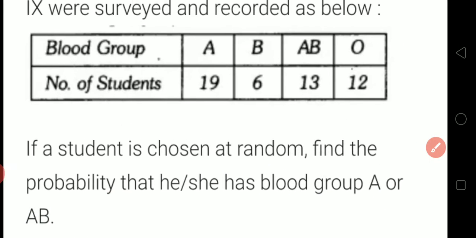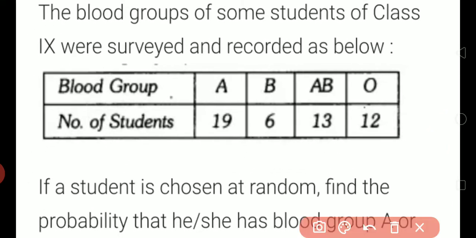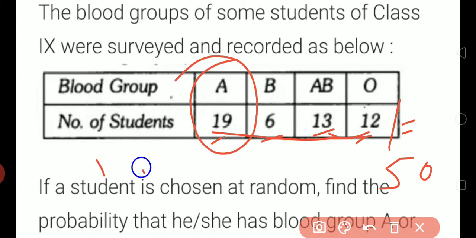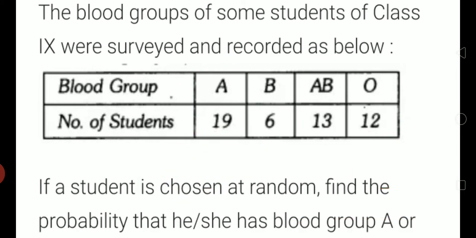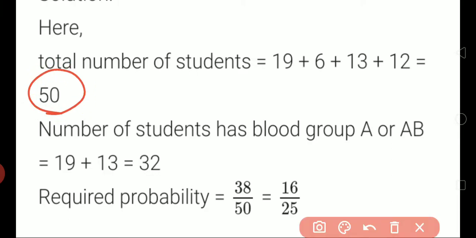So how many of the total students have A? There are 19, and how many are the total students? It is not given, so we have to find the total of all these. You can find the total: 13 plus 6 is 19, plus 12 is 31, plus 19 is 50. There are 50 total students. So the probability of having blood group A is 19 by 50. You can see here also the total students are 50, and the number of students having blood group A is 19 by 50.